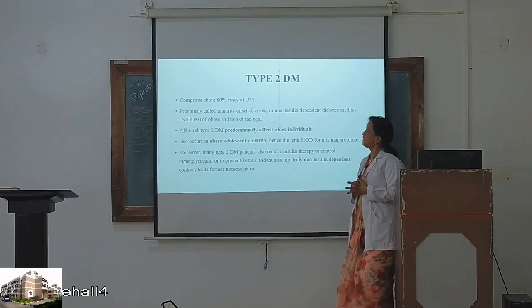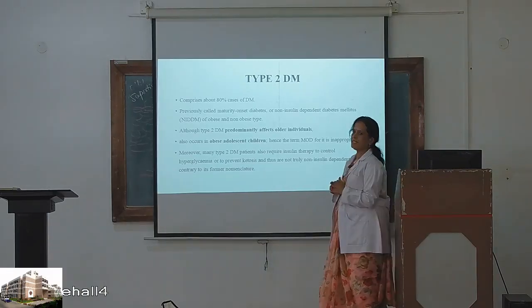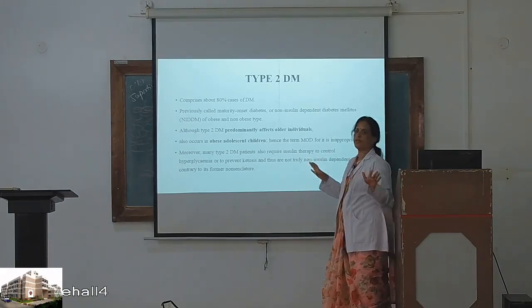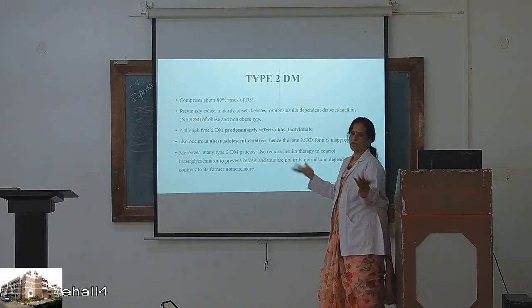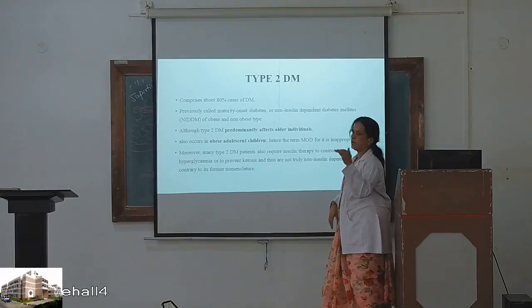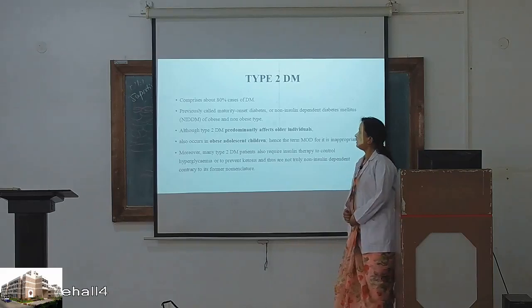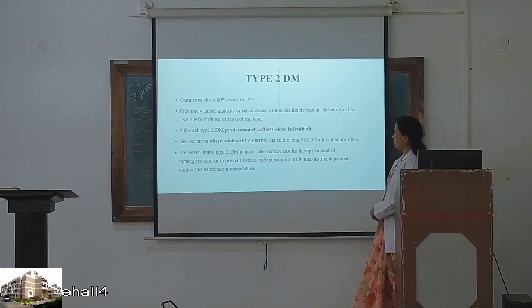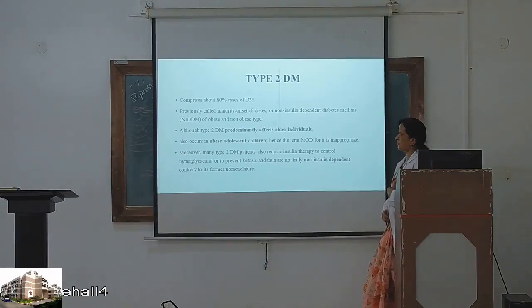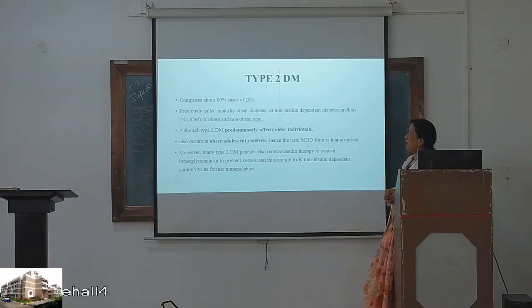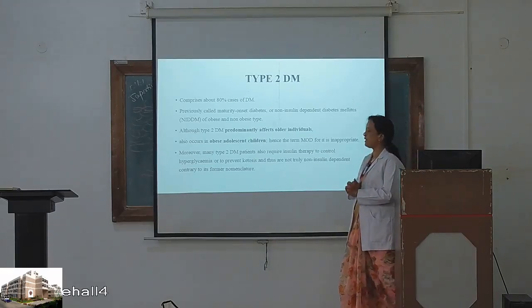So type 2 diabetes mellitus comprises about 80% of the diabetes mellitus. This is what most of the adults or relatives, friends around you see who have this, not your age friends, elderly. So previously called maturity onset diabetes, non-insulin dependent diabetes mellitus of obese and non-obese type. So this affects older individuals. It also occurs in obese adolescent children.